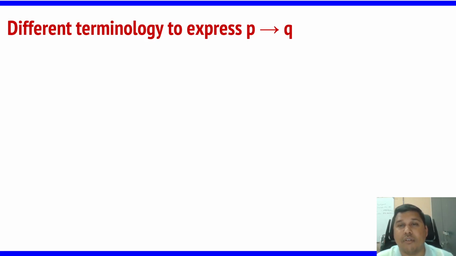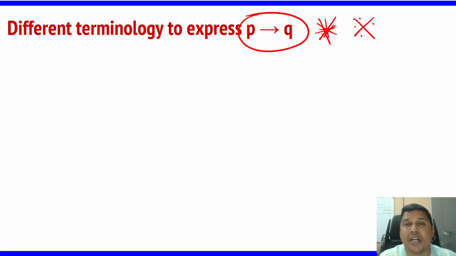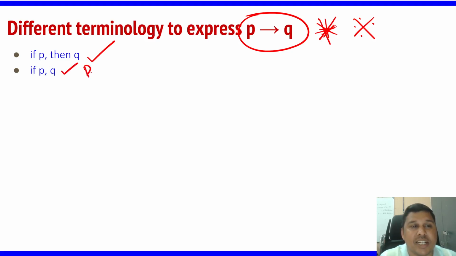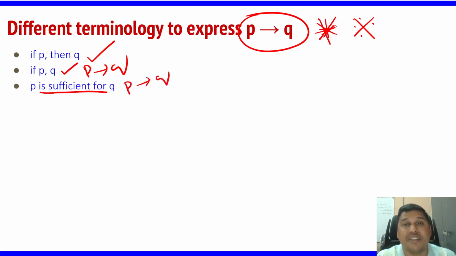And this is a very, very important slide, because P implies Q can be interpreted in different ways. Let's see what this is. One way, the standard we have already seen: if P then Q. Second, if P only Q. There is no "then" keyword, but still it means P implies Q. Third, P is sufficient for Q. It also means P implies Q. These are all different terminology in plain English we use to represent P implies Q.